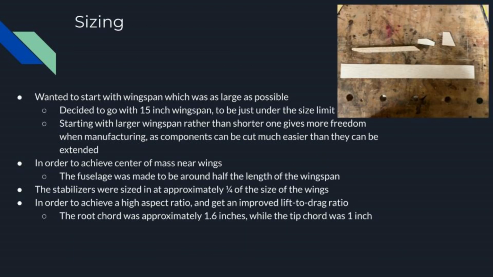pros and cons. For sizing, I wanted to start with the wingspan, which is the largest dimension, so I decided to start with the 15-inch wingspan. And then I just worked off that and made the other parts shorter and whatnot.